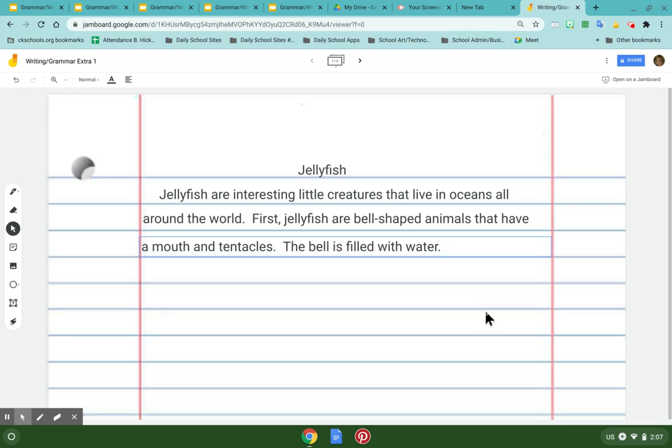All right, so you have now written the topic sentence and you've written your first detail. And actually we wrote two sentences. So it says, jellyfish are interesting little creatures that live in oceans all around the world. First, jellyfish are bell-shaped animals that have a mouth and tentacles. The bell is filled with water.